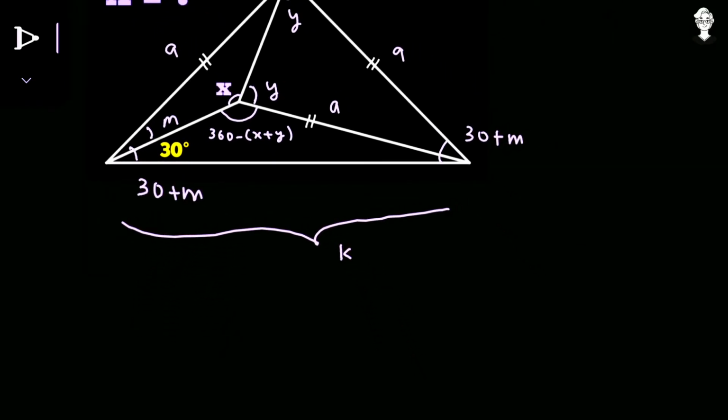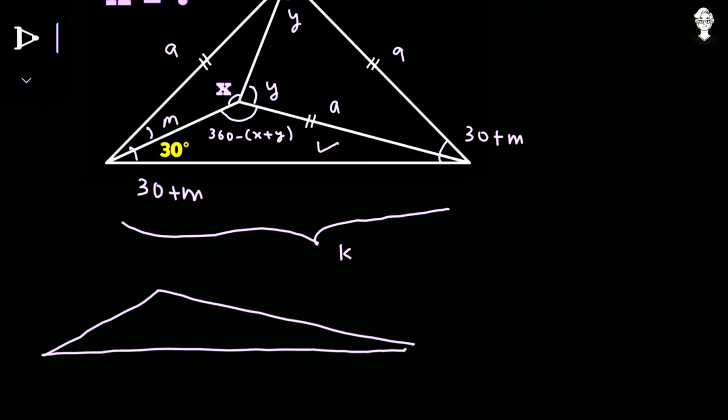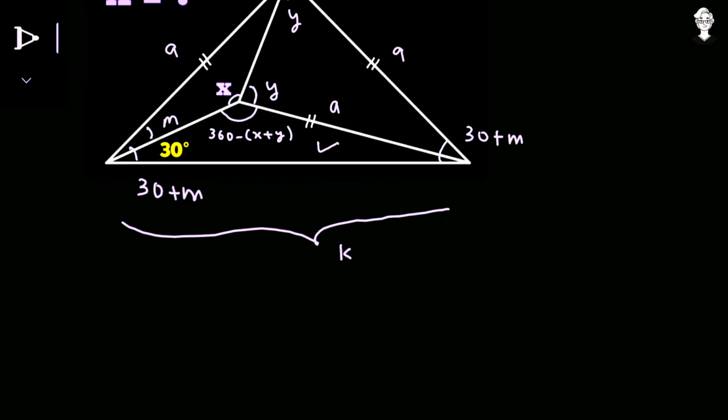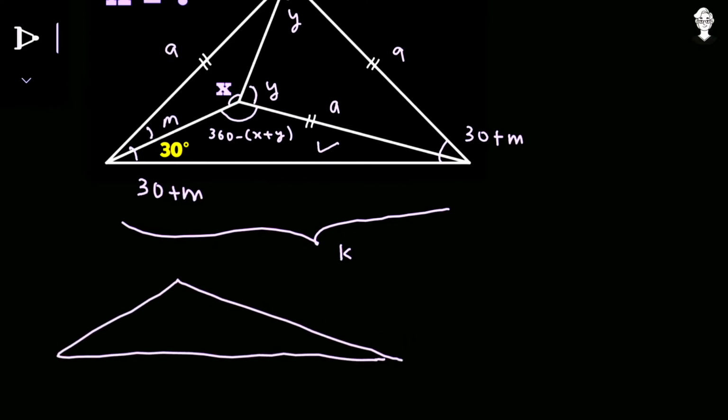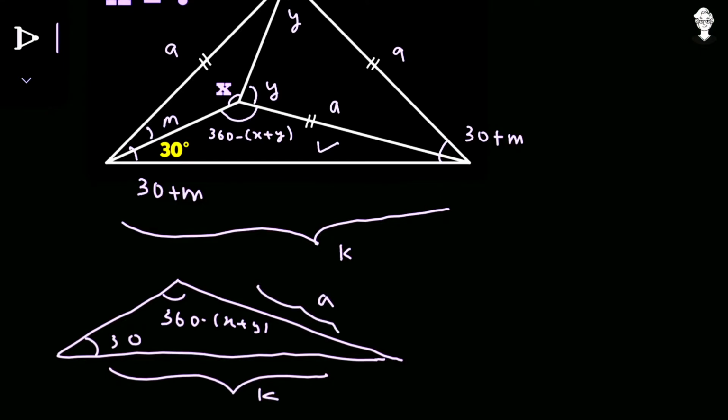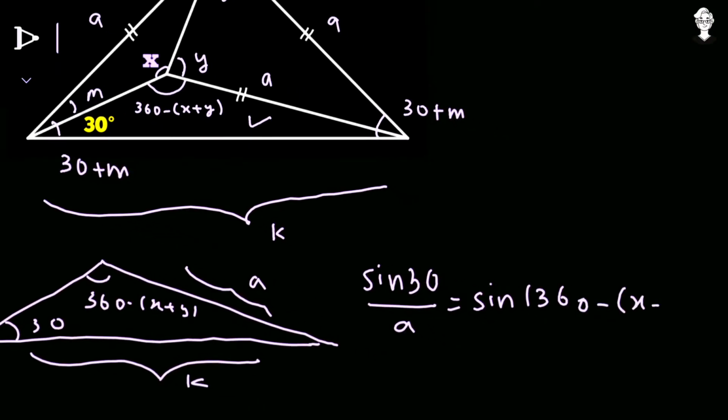First of all, we will apply the sine rule in this particular triangle. So the triangle looks this way. This angle is 30 degrees, that angle is 360 minus (x plus y), this base is k and this side is a. If I apply the sine rule, sine of 30 degrees upon its opposite side, that is a, equals sine of 360 minus (x plus y), and opposite to this particular angle is k.